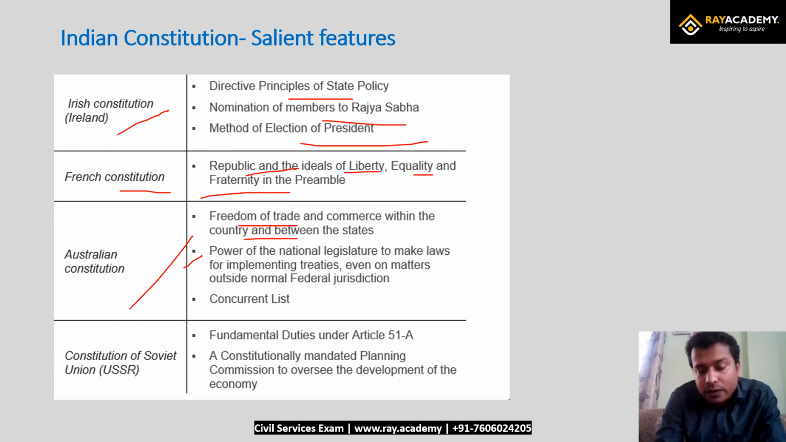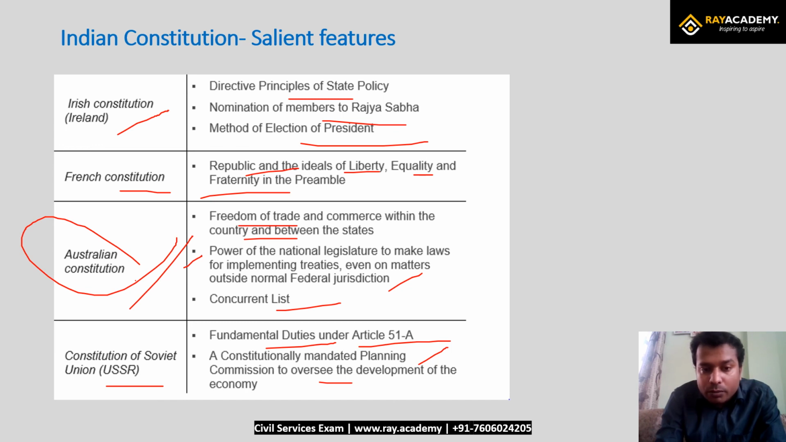power of the national legislature to make laws for implementing treaties even on matters outside normal federal jurisdiction, and the concurrent list, which comes from the Australian Constitution. Then the Constitution of the Soviet Union, USSR, before 1990 it was not Russia, it was USSR: the fundamental duties under Article 51A, and a constitutionally mandated planning commission to oversee the development of the economy. Now we do not have a planning commission; that is replaced by the Niti Aayog.